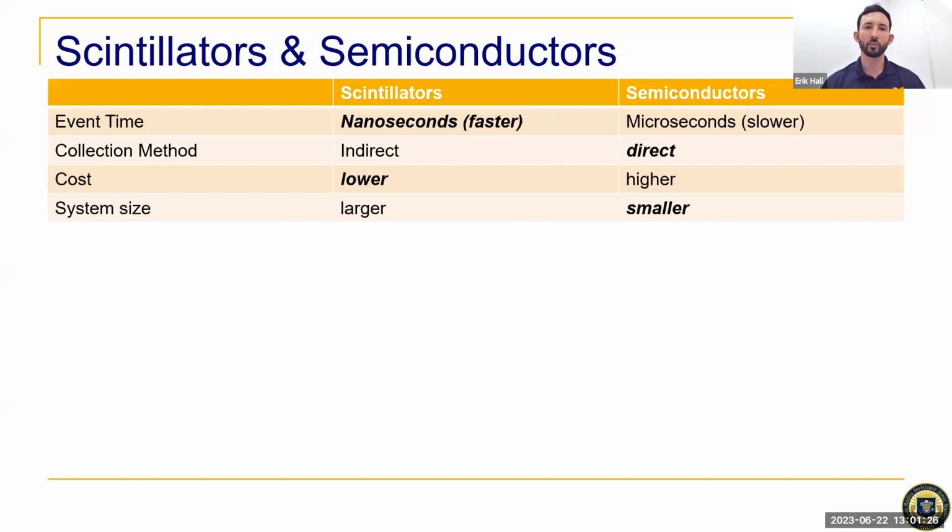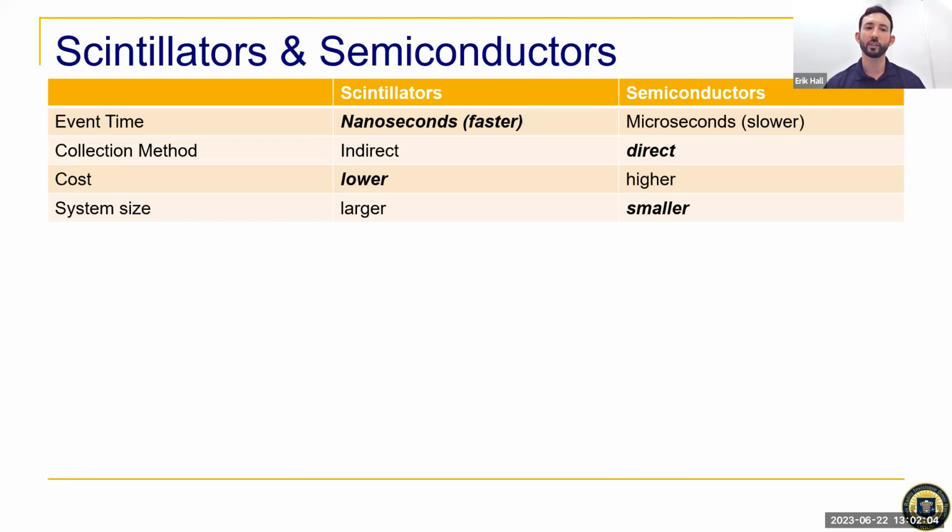Okay, so comparing scintillators to semiconductors, they each have their advantages. It depends on what application you want to use them for, which will determine what material you want to use for that detection. For event time, the response time of scintillators is measured in nanoseconds, or some of them even in picoseconds, whereas semiconductors are measured in a few microseconds. For thallium bromide, it's tens of microseconds. So if you need something where the events are happening very quickly, scintillators are where you're going to want to go.